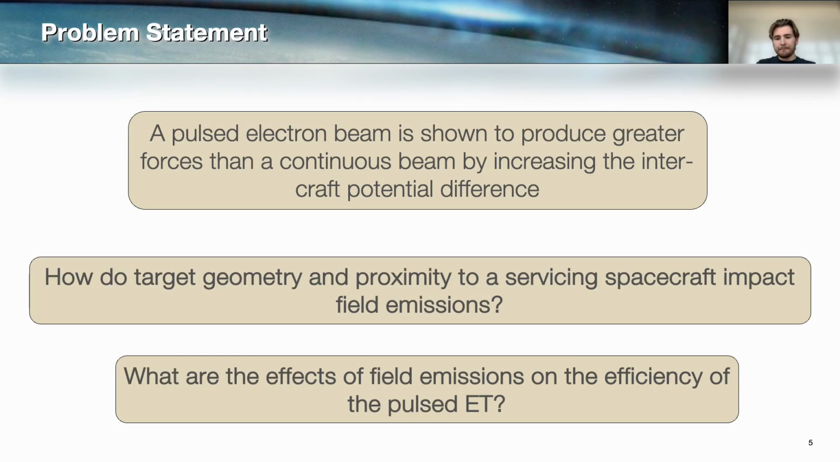To recap, past research has shown that using a pulsed electron beam can greatly improve the performance of the electrostatic tractor concept, and it does this by greatly increasing the intercraft electric potential difference. But this also introduces the risk of field emissions. Now, this gives us two questions that we want to answer. Firstly, how do target geometry and proximity to a servicing spacecraft impact field emissions on a target spacecraft? And what are the effects of these field emissions on the efficiency of the pulsed electrostatic tractor concept?